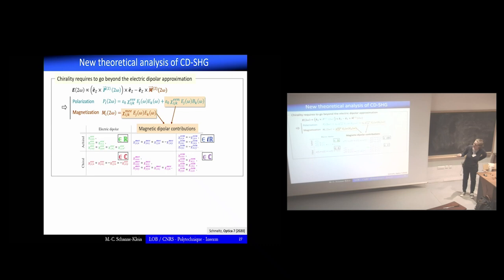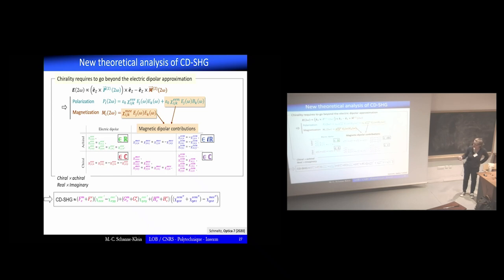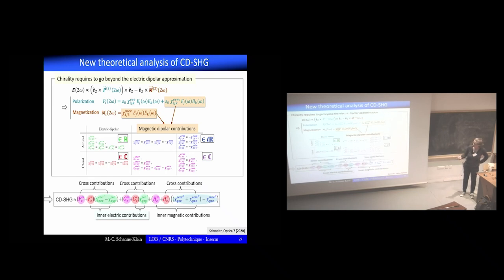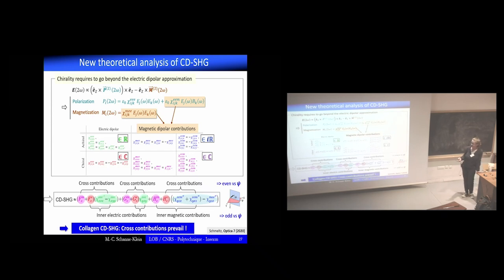They also have chiral and achiral components. It's reversed compared to electric dipolar because we have pseudo-vectors. And also there is a 90-degree phase shift compared to electric dipolar. So if we consider that this one is real, it means that this one is imaginary and all these ones are complex. And then we do again the calculation that is quite long, but we can group the components. So we always have a product of chiral multiplied by achiral, real by imaginary, and we retrieve the usual inner electric contribution, but we also have inner magnetic contributions and cross contributions. And what is important is that this cross contribution has an even symmetry versus the out-of-plane angle. So it means that they prevail in collagen.